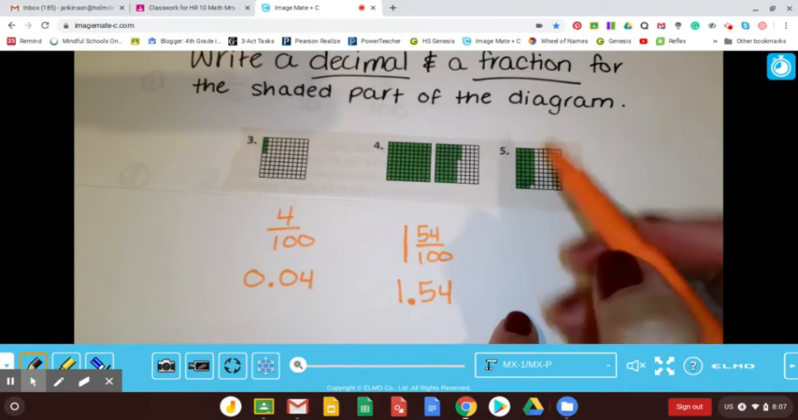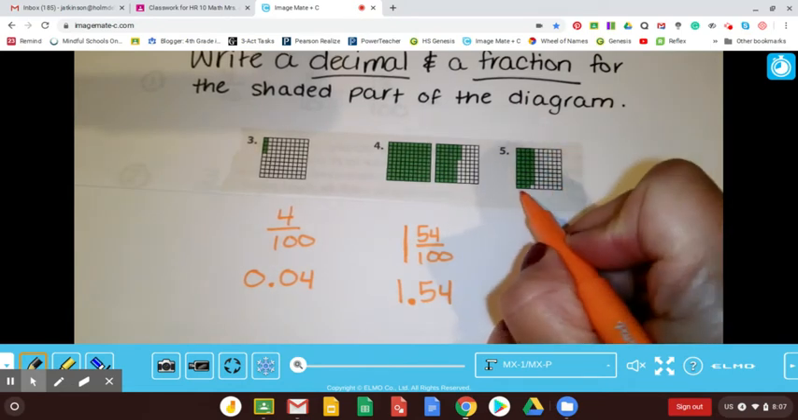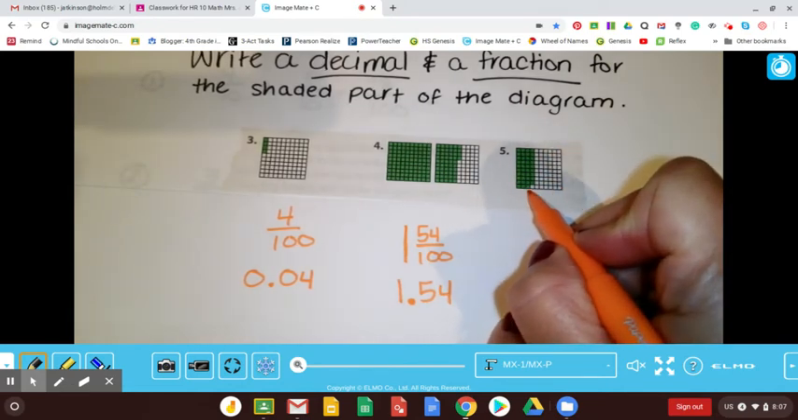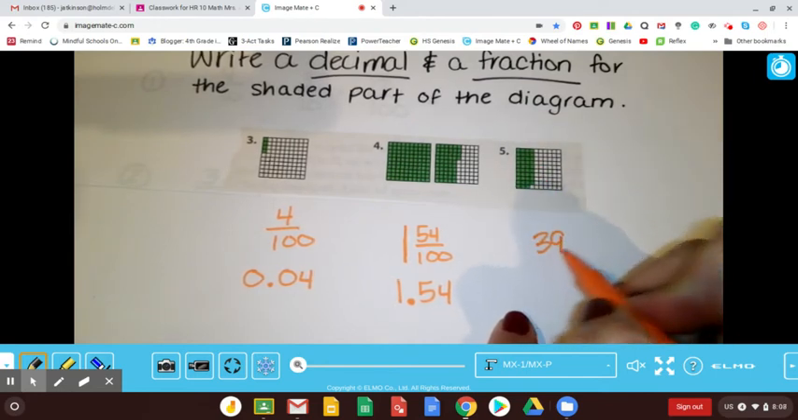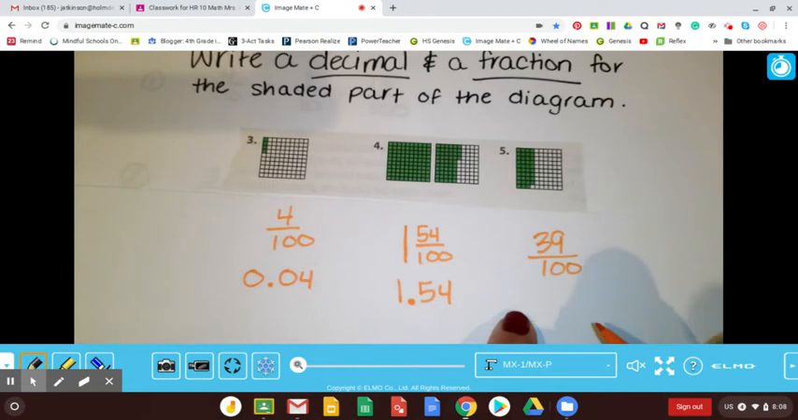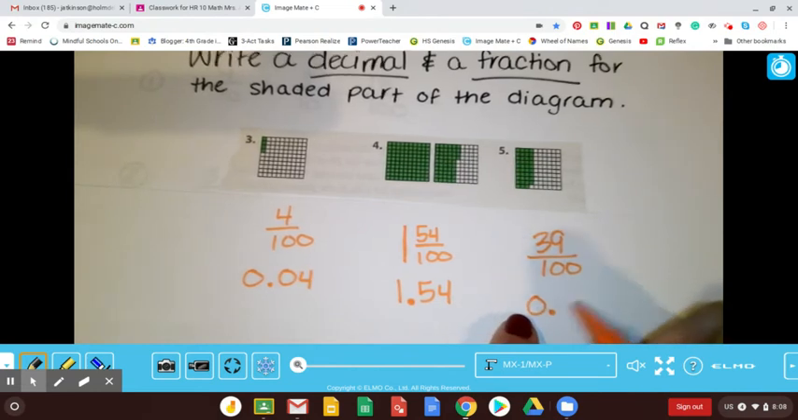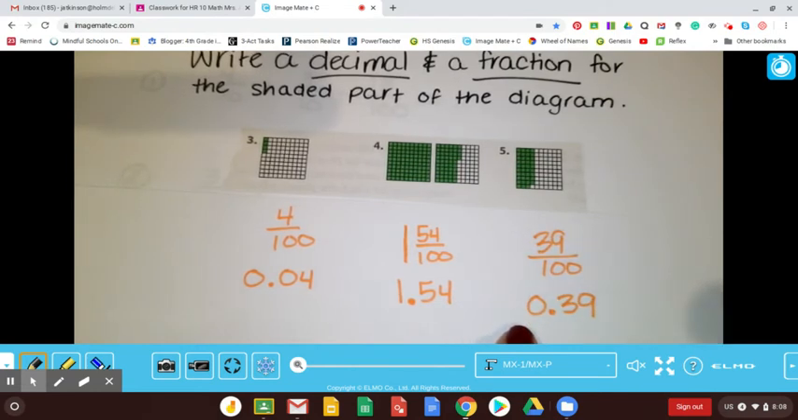And finally, our last example, let's see how many are shaded in, 10, 20, 30, and then it looks like 9, so 39 hundredths. Excellent.